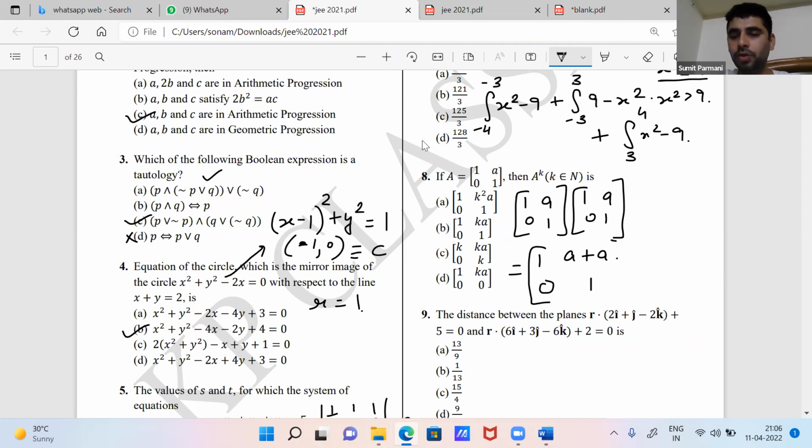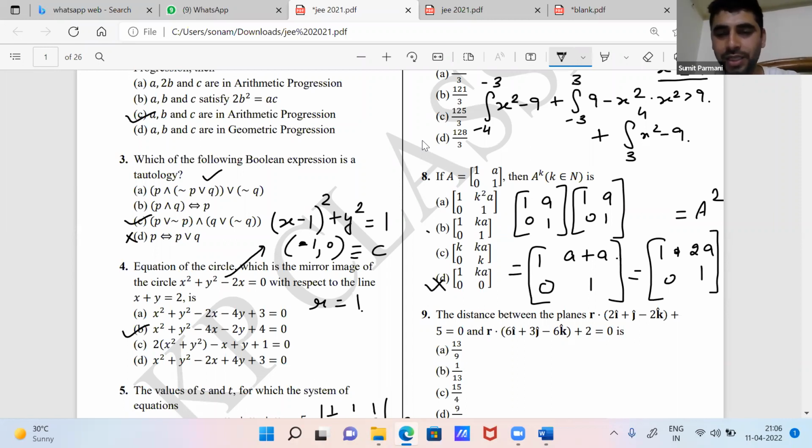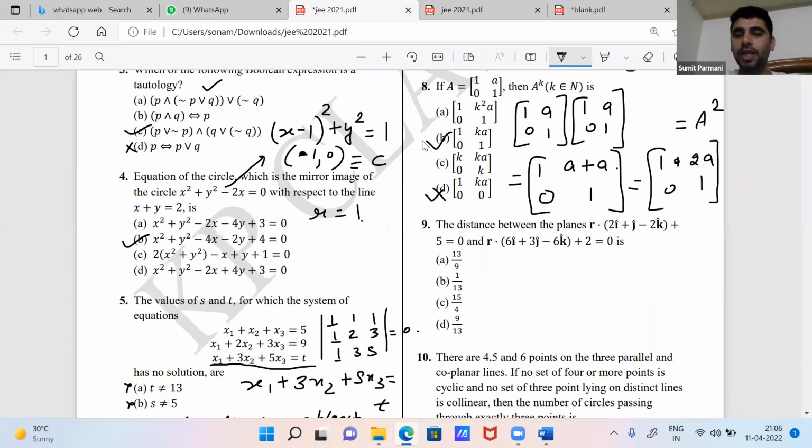This is 1. So the answer is [1 2a; 0 1], and this equals A squared. So definitely A raised to the power k is ka. Sorry, not this one. This is the answer: [1 ka; 0 1]. This is the answer for the 8th one.